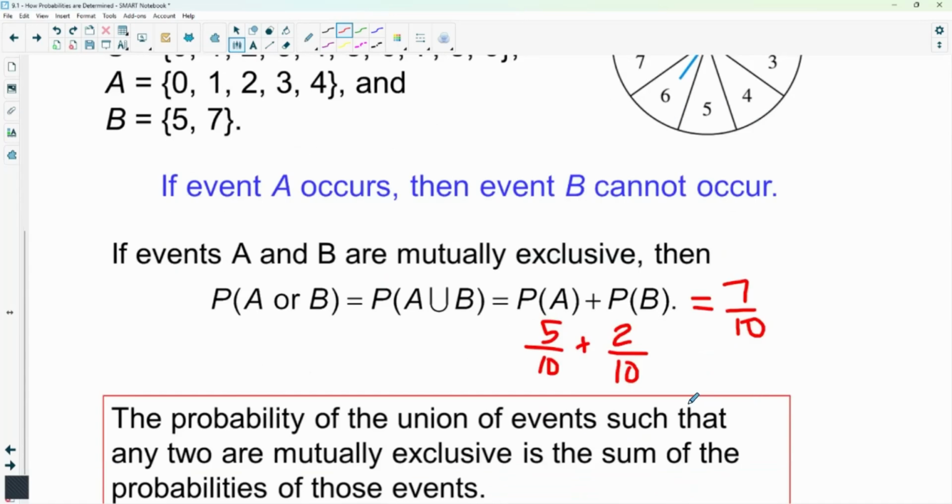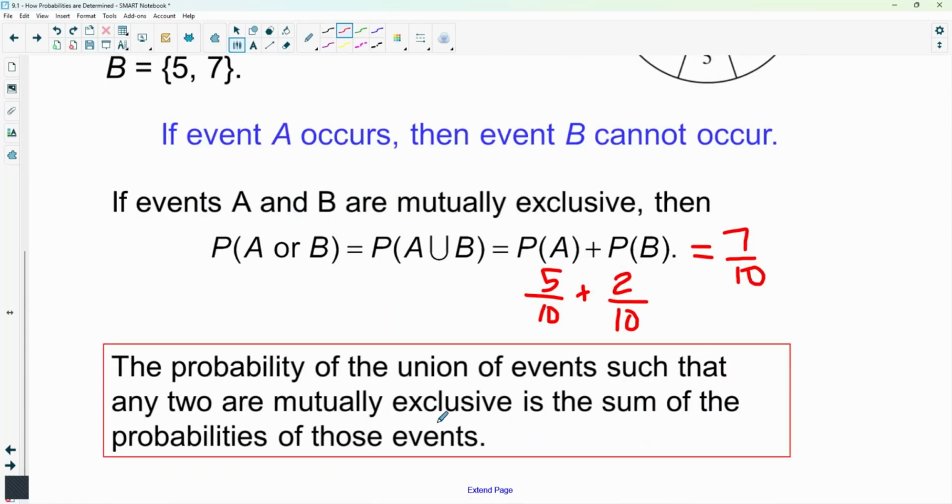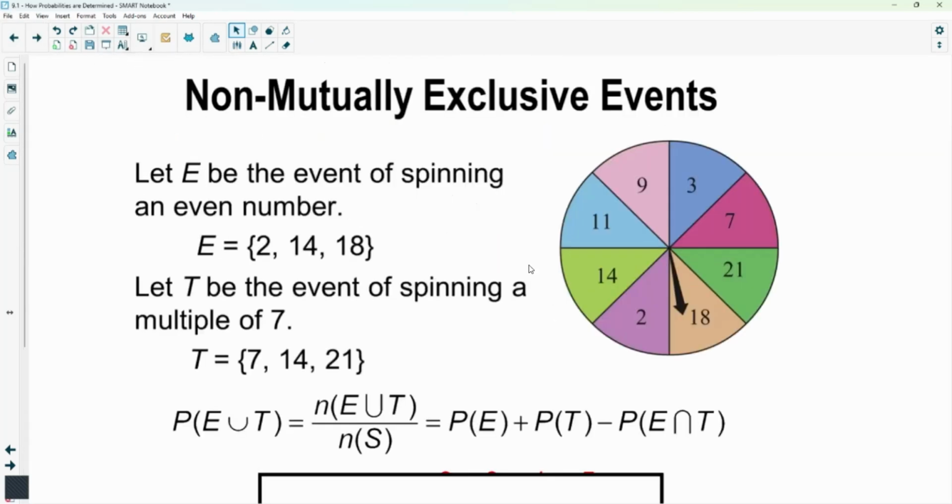Okay. So again, the probability of the union of events such that any 2 are mutually exclusive is the sum of the probability of those events. Again, they don't share anything for the mutually exclusive. For the non-mutually exclusive, you're going to see here you have 3, 7, 21, 18, 2, 14, 11, and 9. So even though none of the numbers repeat, you take a look at the events that we're looking at.